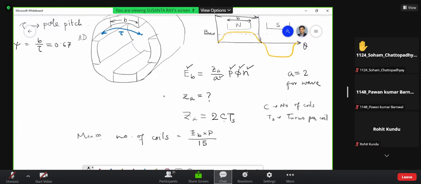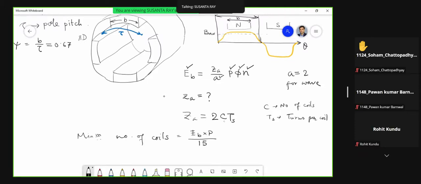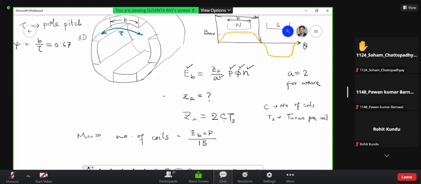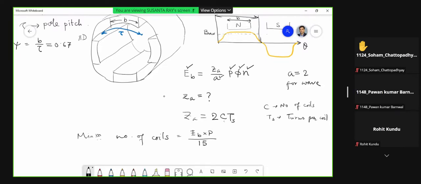Okay, so if you have determined the number of conductors, then first you have to find out the number of coils. Sir, coils are coming as 76. Yes. 76. Yes, sir.